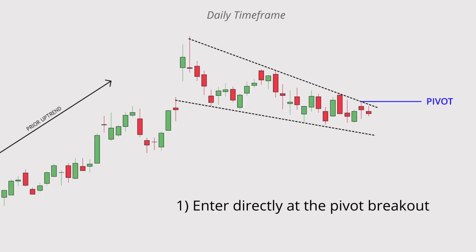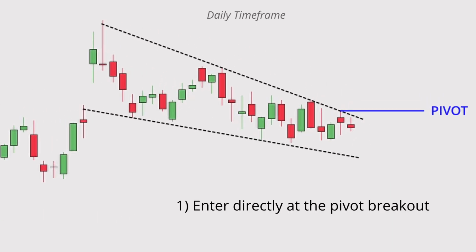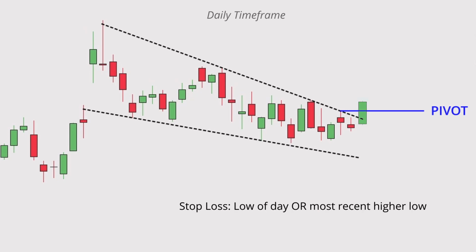If I choose to enter directly at the pivot breakout, I simply enter when price crosses above my pivot level. With this tactic, you get an entry that is very close to the pivot. However, the risk is higher that the stock fails to break out. There are a couple of different options you can choose from when it comes to selecting your stop loss. You can either opt for a tighter stop using the low of day, which would allow you to take a larger position, or you could opt for a wider stop using the most recent higher low. Although this will give the trade more room to work, the downside is you now have to position smaller to make up for that wider stop.